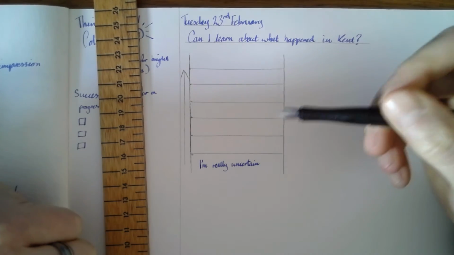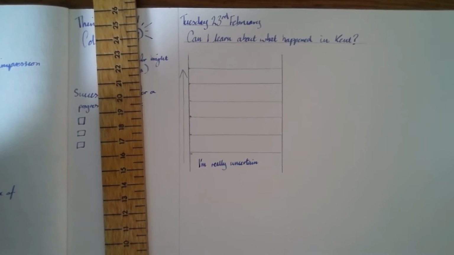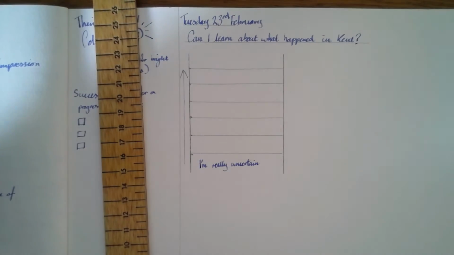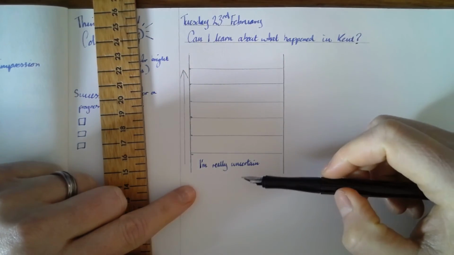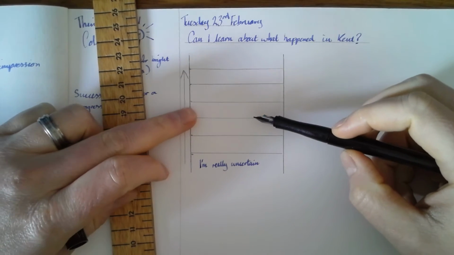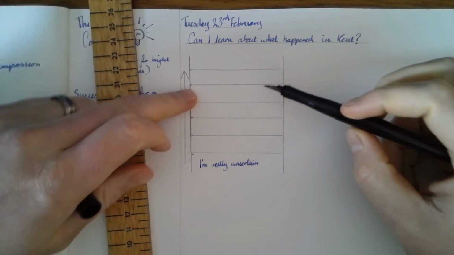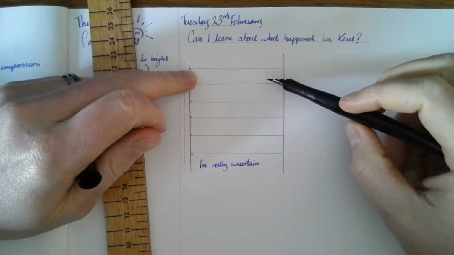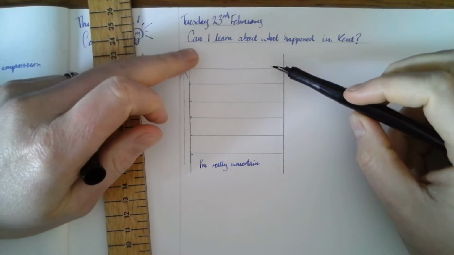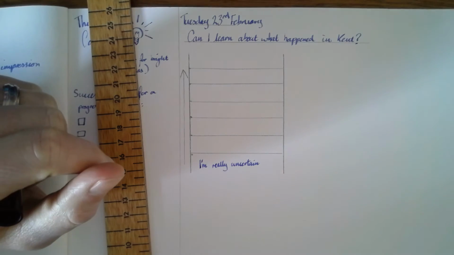Now, as we go up the ladder, we fill in the rest of these sections. So what we have is: I'm really uncertain, then I'm uncertain, then we have some understanding, I do understand, I understand and can explain, I'm somewhat confident and can show someone else, and I'm totally confident and I can teach others. So I'm just going to go ahead and get those filled in.